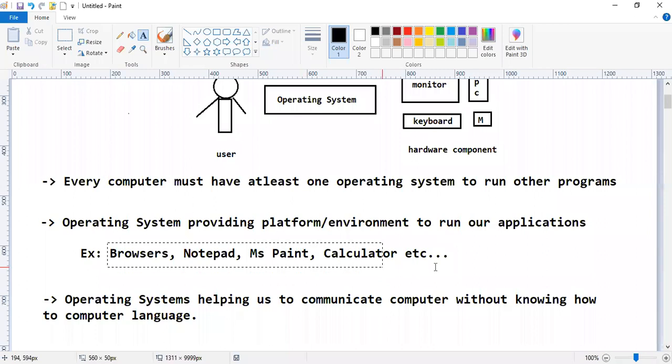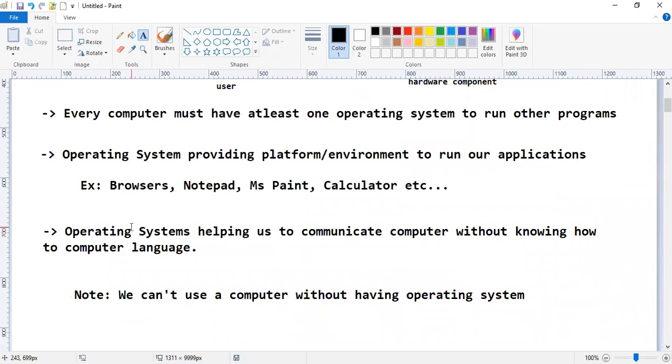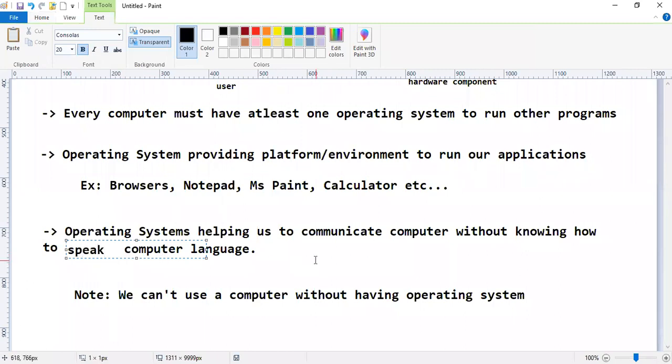How are we using these applications? To run these applications, we need some environment or some platform, right? Who is providing that platform to run our application? Operating system is providing that platform to run our application. All right. Operating systems are helping us to communicate with computers without knowing how to speak a computer language. We don't know computer language, but still we are able to communicate with the computer by using this operating system.